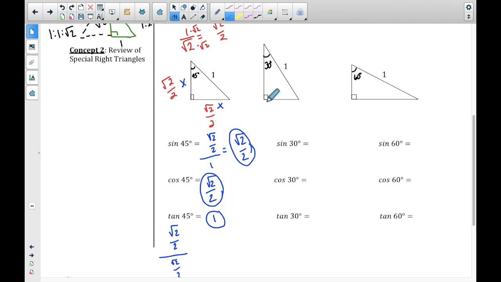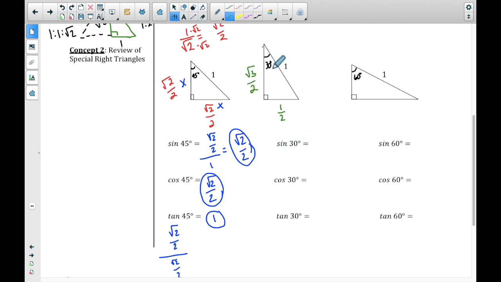All right, how about the 30, 60, 90? Remember that it's a half of an equilateral triangle. And so if it's a half of an equilateral, if this is 1, this side must be 1/2. And the long leg is radical 3 times as long as the short leg. So the long leg is radical 3 over 2. Okay, so now we know our three sides.